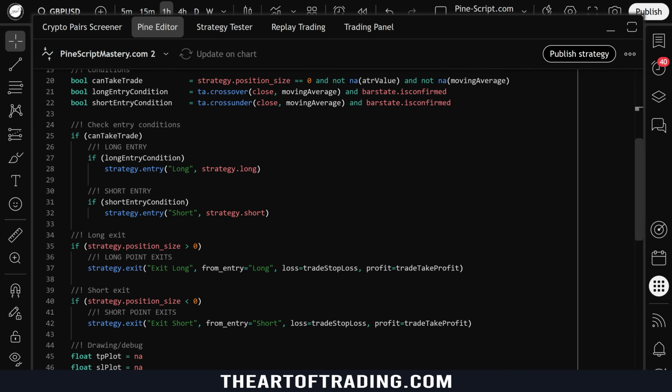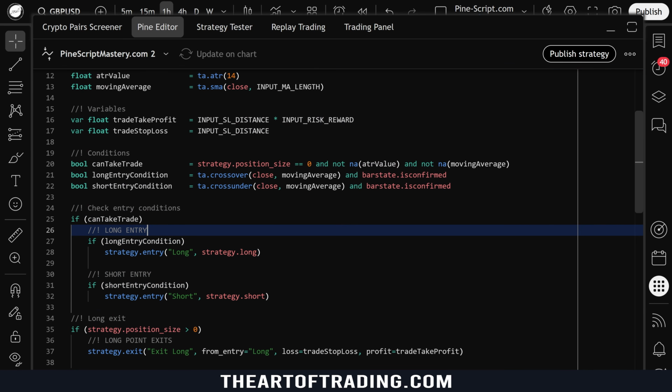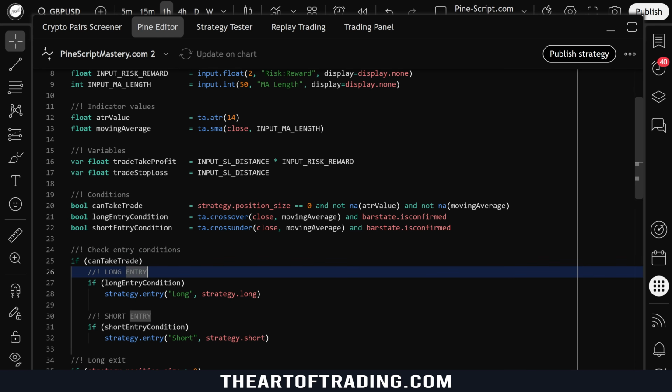The only difference is we don't have to calculate our price-based targets here, or stop loss. We can simply pass in a fixed distance. So here we have our input multiplied by our risk reward for our take profit, and for our stop loss, it's just our stop loss distance.